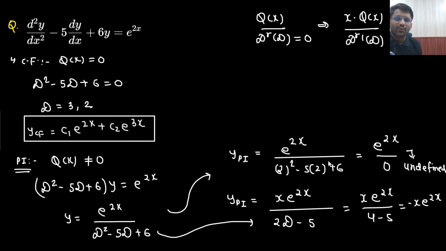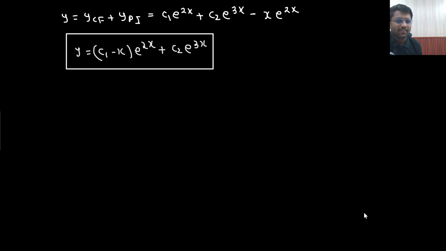So in this question, what new did we understand? Sir, CF we need to find out, PI we need to find out. Same process we followed. These two I was supposed to put here. When I put these two here, the denominator is coming out to be 0. If the denominator is coming out to be 0, what will I do? In the numerator, I will multiply with x, and in the denominator, I will differentiate. Then again, I will put d equals 2. This time it is not coming out to be 0, so this is my answer. So there you go, that's the answer I am getting.